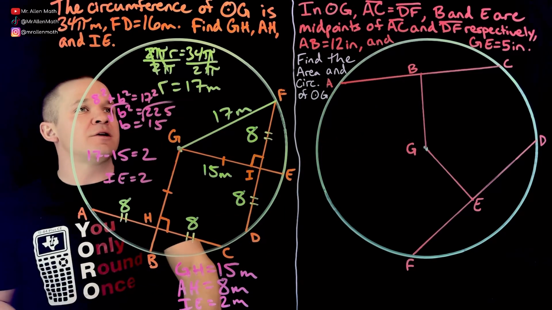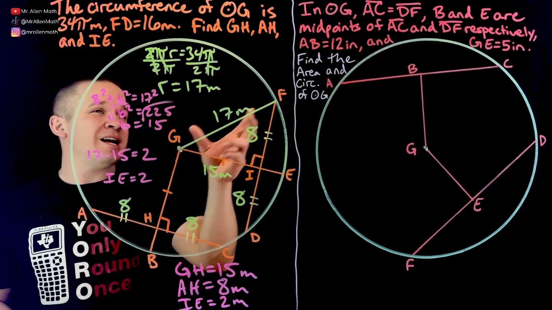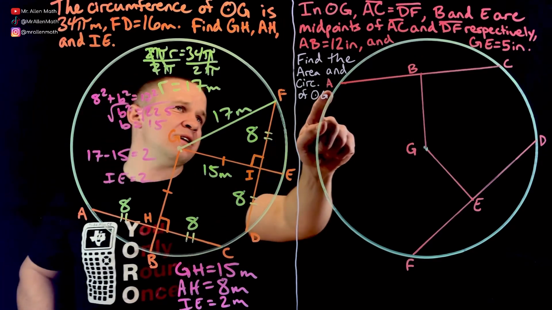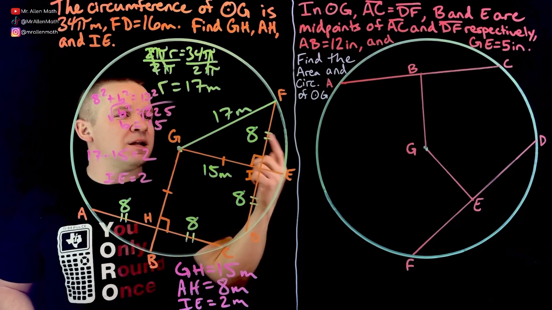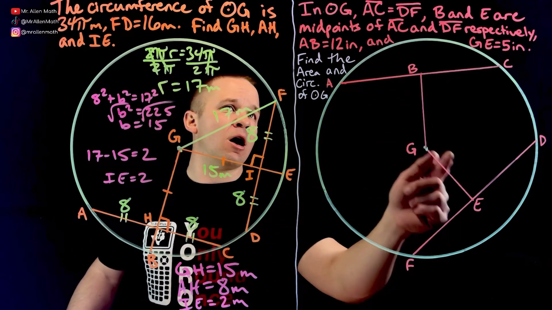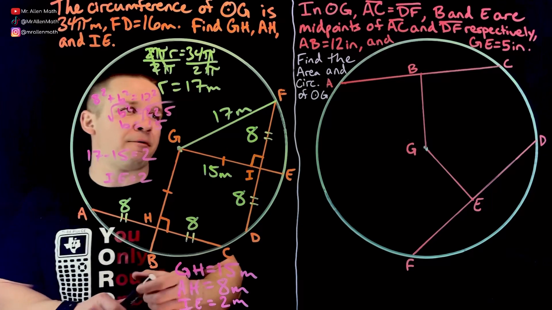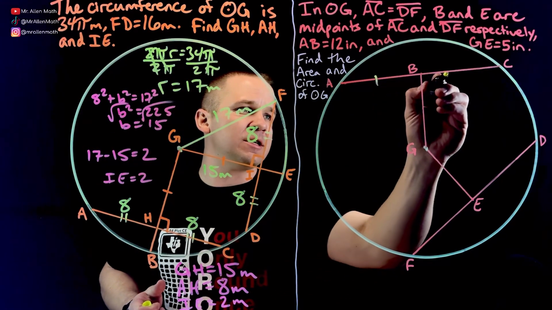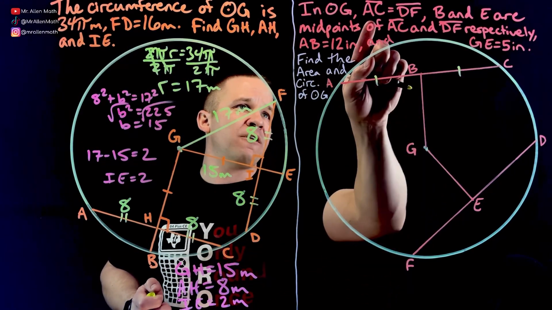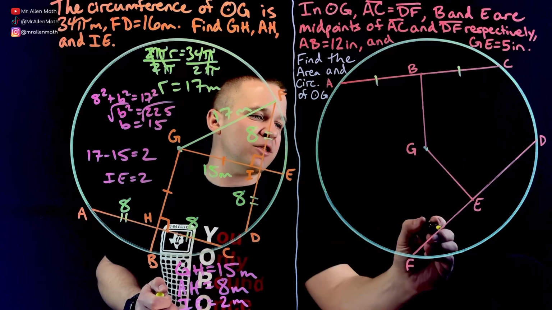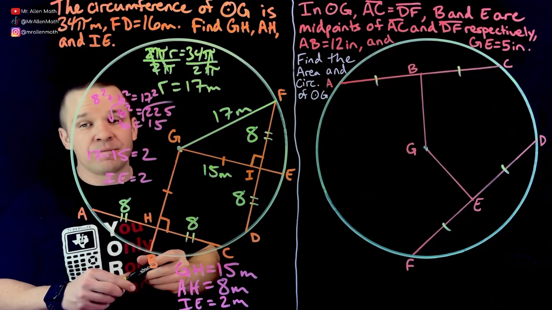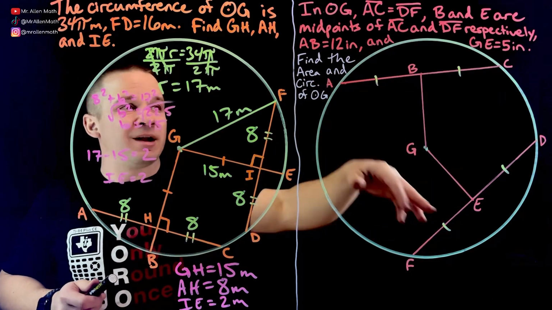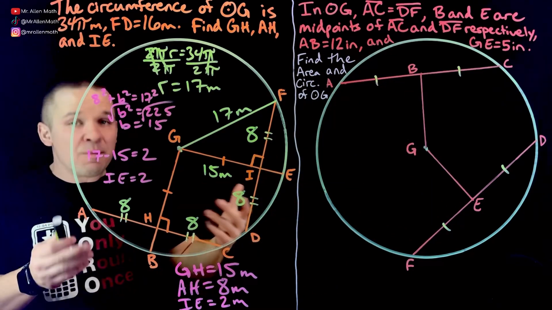So we have in circle G, AC and DF are congruent, okay? B and E are midpoints. Let's just mark that right now. If they're midpoints, all of these guys are going to be congruent, right? If AC is congruent to DF, then these little guys are all going to be congruent. All four of them, because the bigger segments are congruent, and I split them in half, so their halves must be congruent.